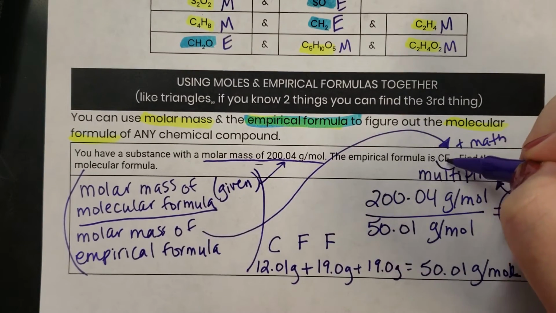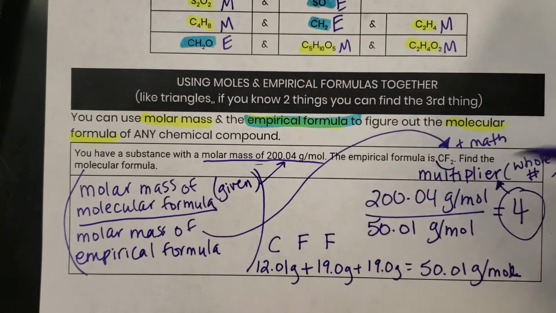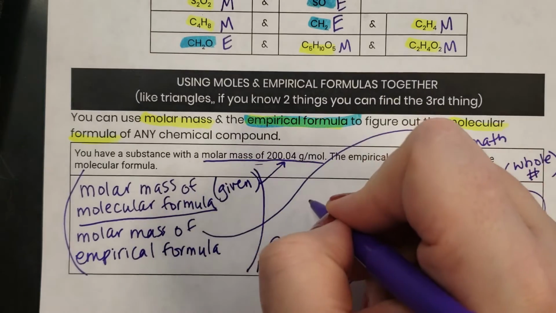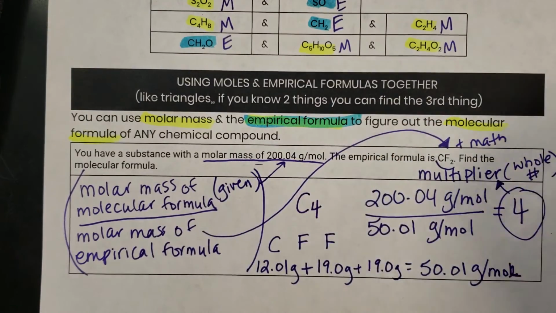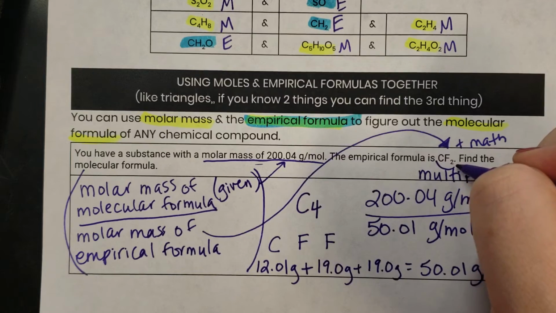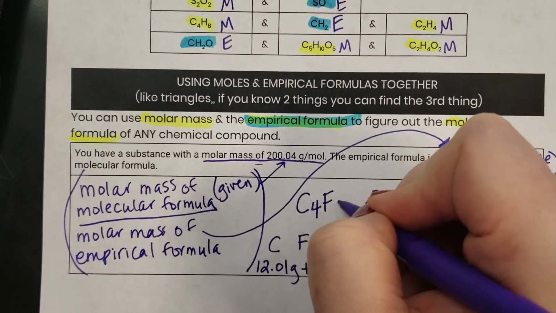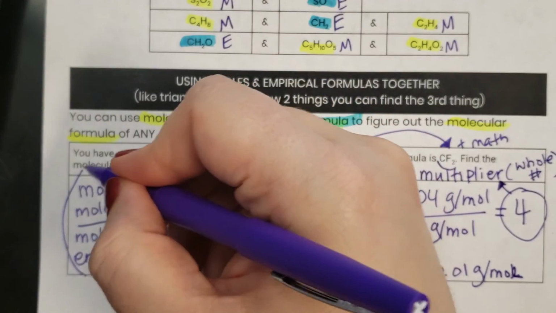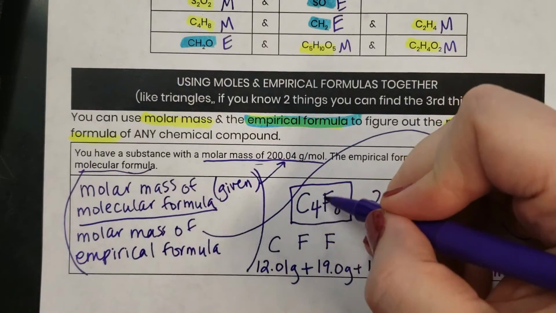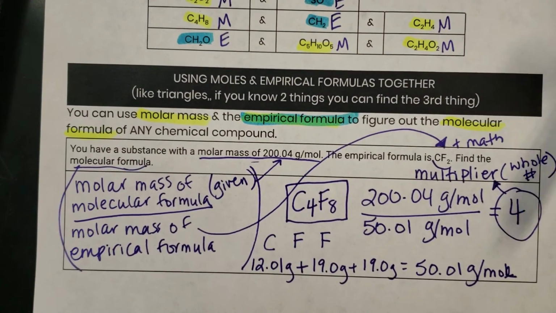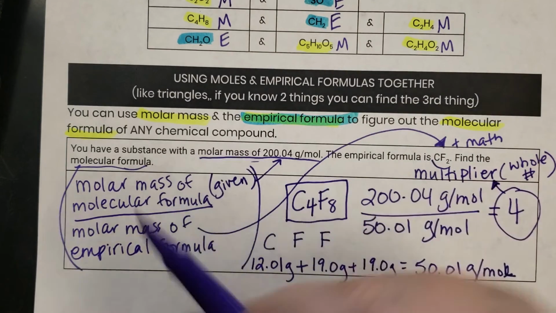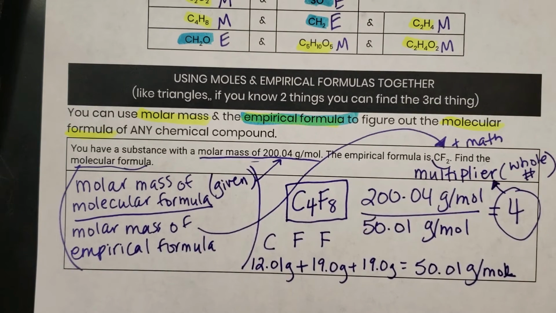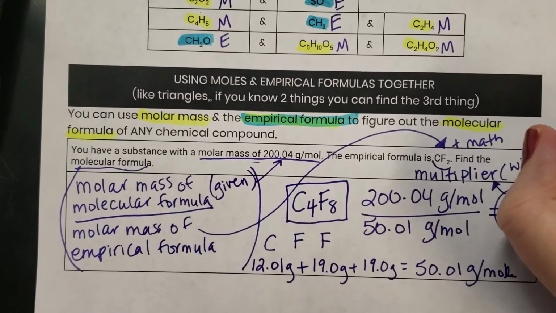Okay, so we'll take CF2 and we have to multiply each thing by 4. So 1 times 4 is 4. So it's going to be C4. And then 2 times 4 is 8. So it will be F8. And this is your actual answer. The molecular formula is C4F8. Okay? Your periodic table is going to be important. And remember, this has to be a whole number.